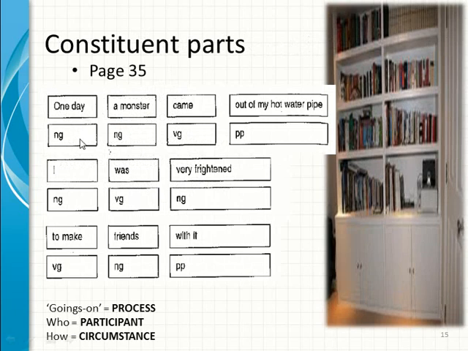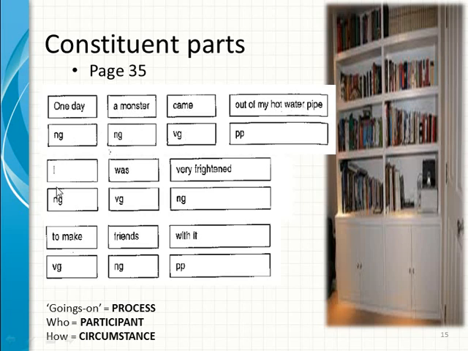Okay, let's see. One day is a nominal group. Why a nominal group? One day is a time, right? Okay, we will talk about this later. A monster is a nominal group. We have a noun with its modifier. Came, see, came is one word, but we call it a phrase. This is a verbal group. Out of my hot water pipe is a prepositional phrase.